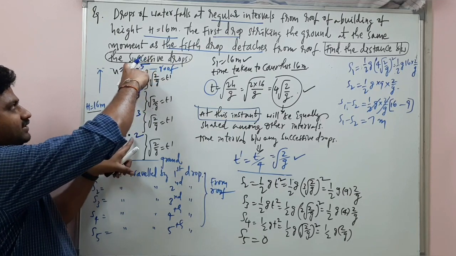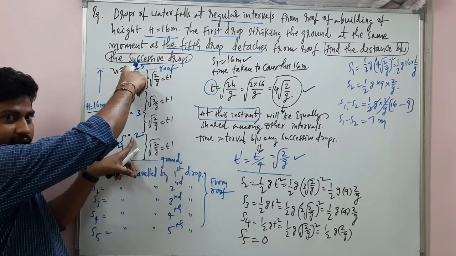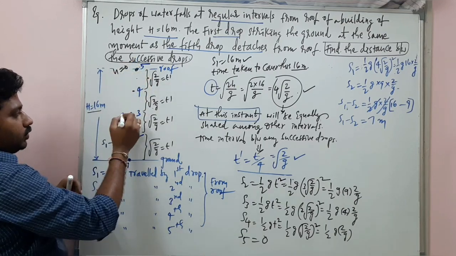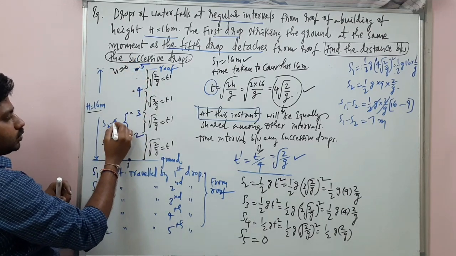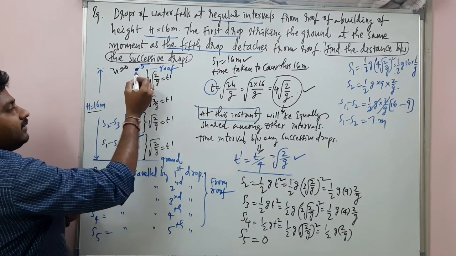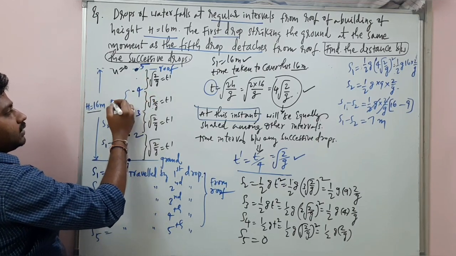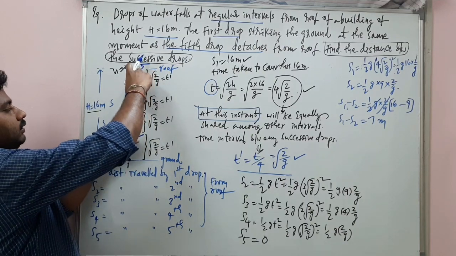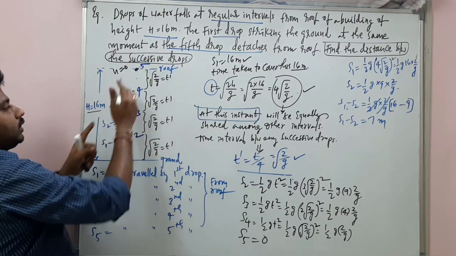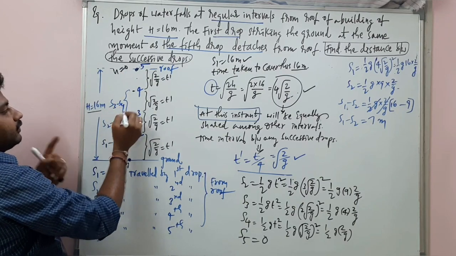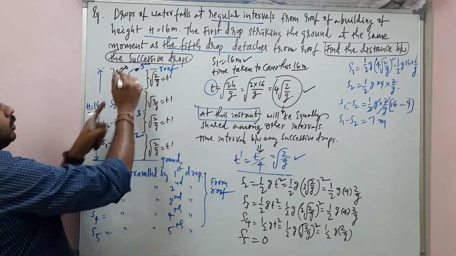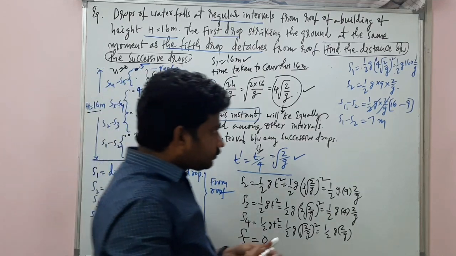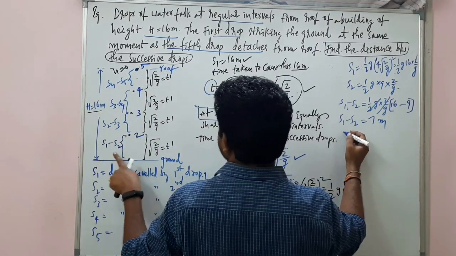S1 minus S2. Same way, S2 minus S3. So you get this one, right? So S2 minus S3. Same way, this one, S3 minus S4. Okay, so S3 minus S4. And this one, S4 minus S5. Clear? Now I need your responses.